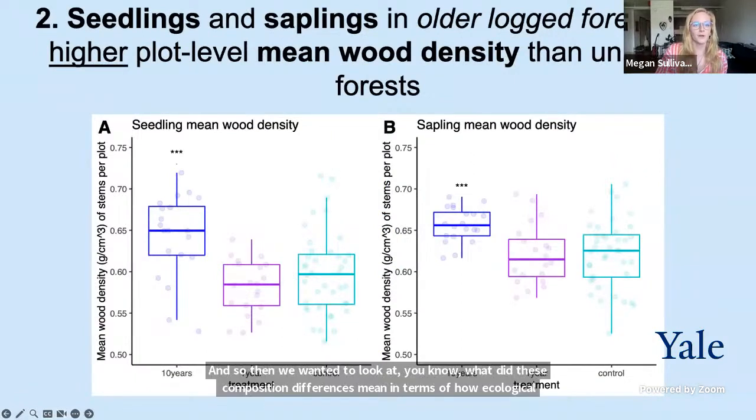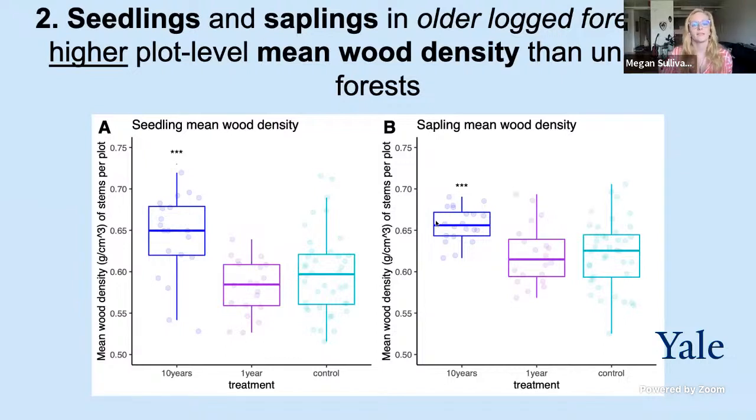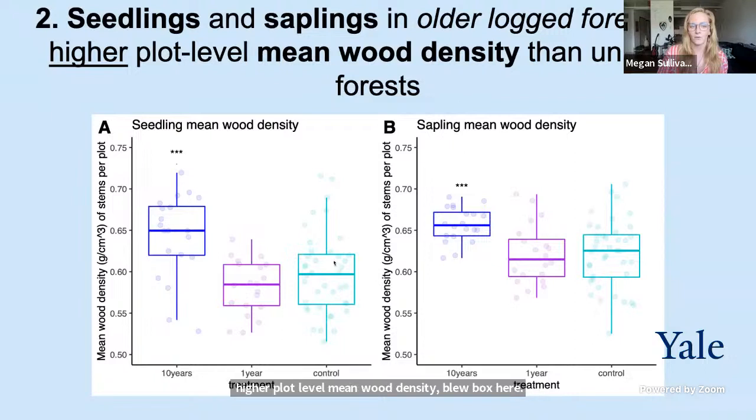For functional traits, we first looked at mean wood density, and we found that seedlings and saplings in older logged forests had higher plot level mean wood density. So this is the blue box here and here in the 10-year-old forest than in the unlogged forest. So unlogged forest is the teal box here and here.